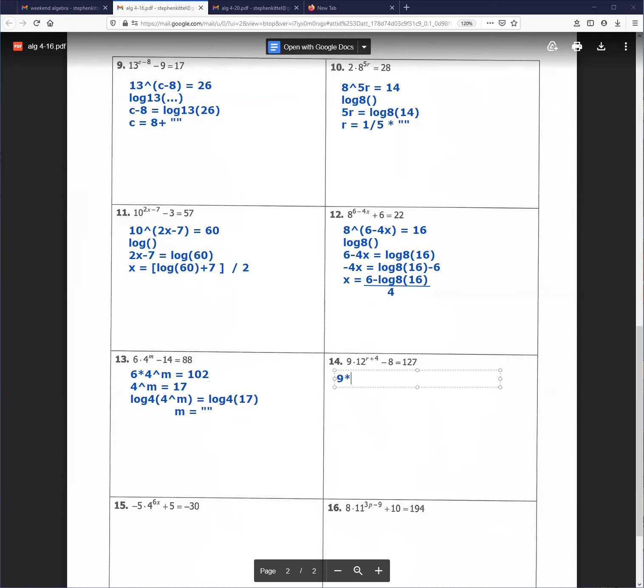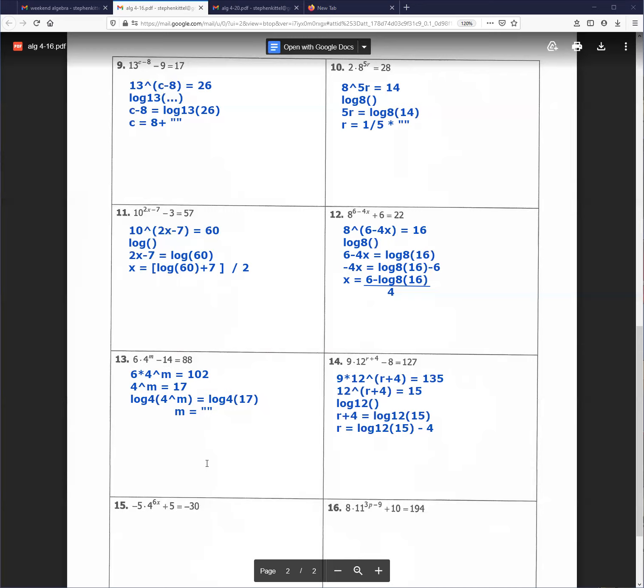All right, 9 times 12 to the r plus 4 is equal to 135 because we got rid of the 8. Then get rid of the 9. r plus 4 is equal to 135 over 9, I believe is 15. Then we'll log 12 both sides. And we'll get r plus 4 is equal to log 12 of 15. So obviously we'll need to then subtract 4.